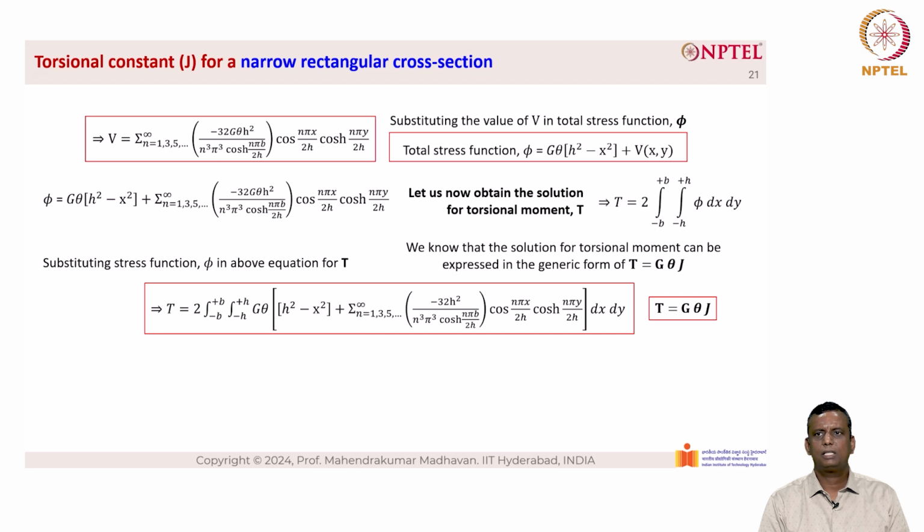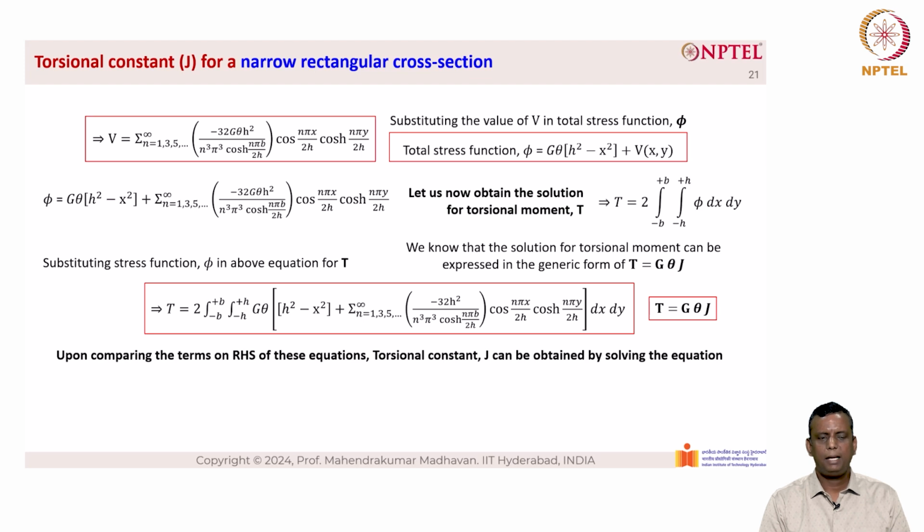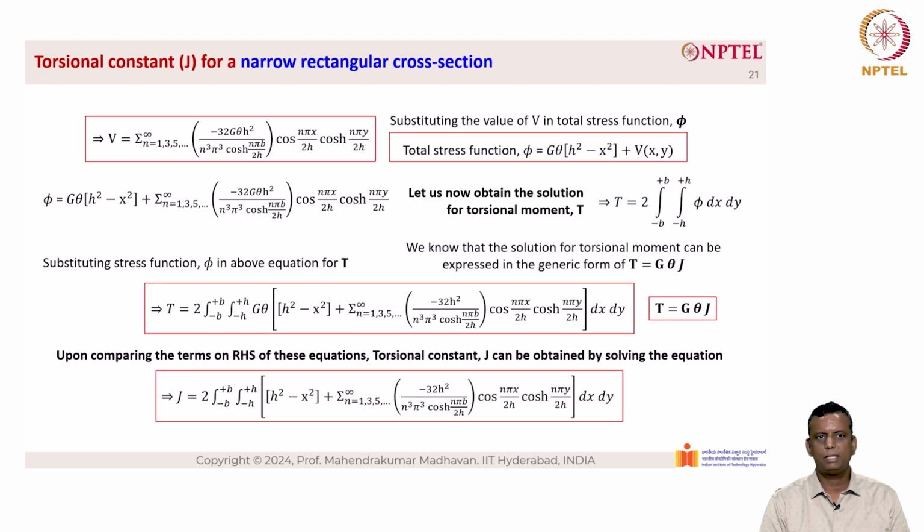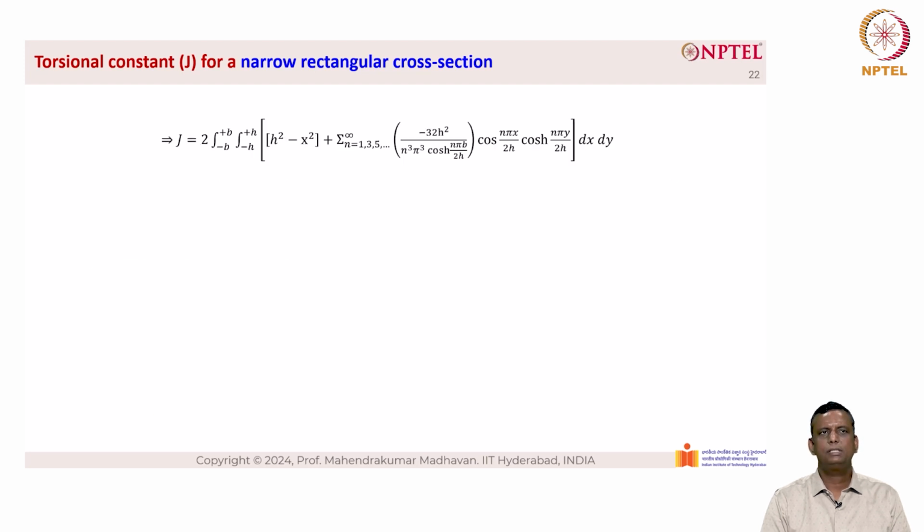We know that the solution for torsional moment can be expressed in the generic form of T equal to G theta J. Upon comparing the terms of RHS of these equations, the torsional constant J can be obtained by solving the equation. So, now we have J equal to 2 into integral minus b to b, minus h to h, a big equation which is phi into dx into dy. So, this is the equation for J as you can see on the screen.